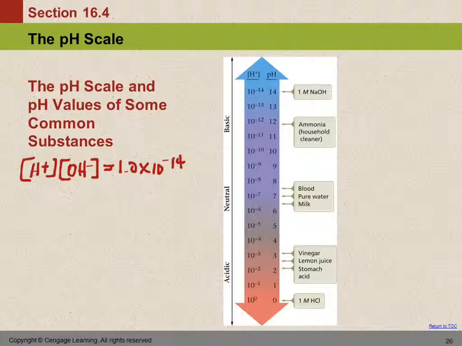So if we have an acidic solution, that means we have more hydrogen ion than hydroxide ion. And so the left column on this giant arrow shows the hydrogen ion concentration. And as it's going down here, the hydrogen ion concentration is increasing. So here the concentration is 10 to the minus 1, and up here it's 10 to the minus 13. 10 to the minus 13 is smaller. So when the hydrogen ion concentration is larger, this is more acidic. That makes sense, right?